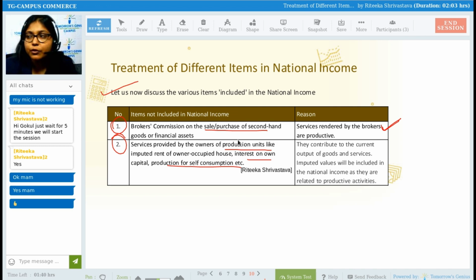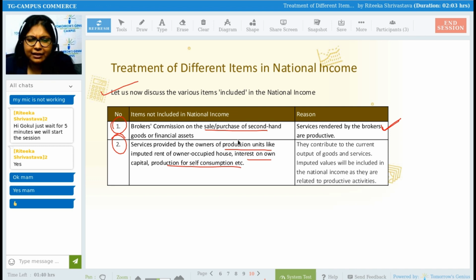Then, services provided by the owners of production units, like imputed rent of owner-occupied house, interest on own capital, production for self-consumption. All the services which are provided by the owner of the production house, that means if the owner himself is living in that house, still we can find out the market value of it, and that market value will be called the imputed value.